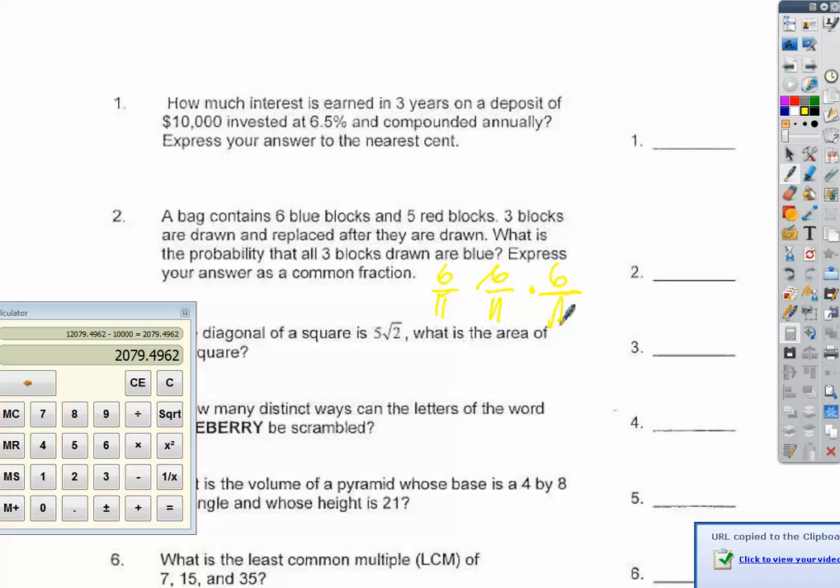So 6 times 6 times 6 is 216. And 11 times 11 times 11. That was silly and easy.